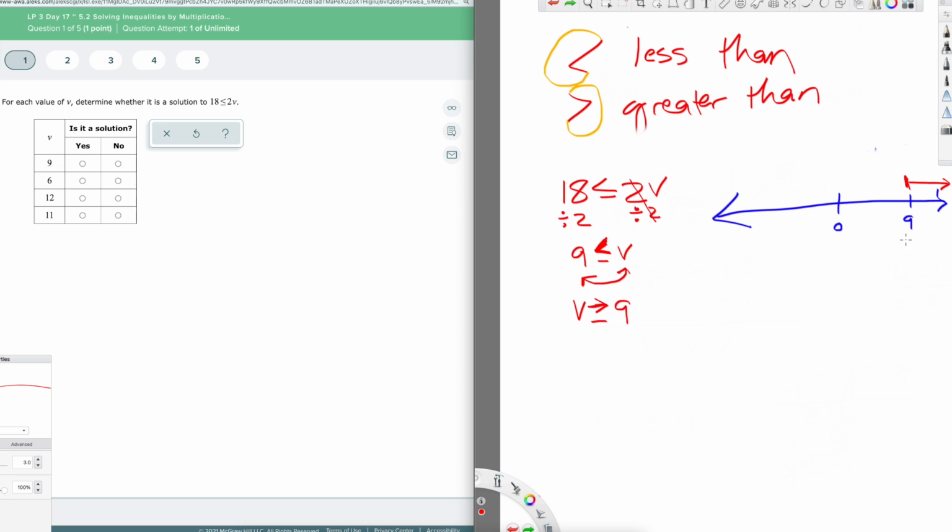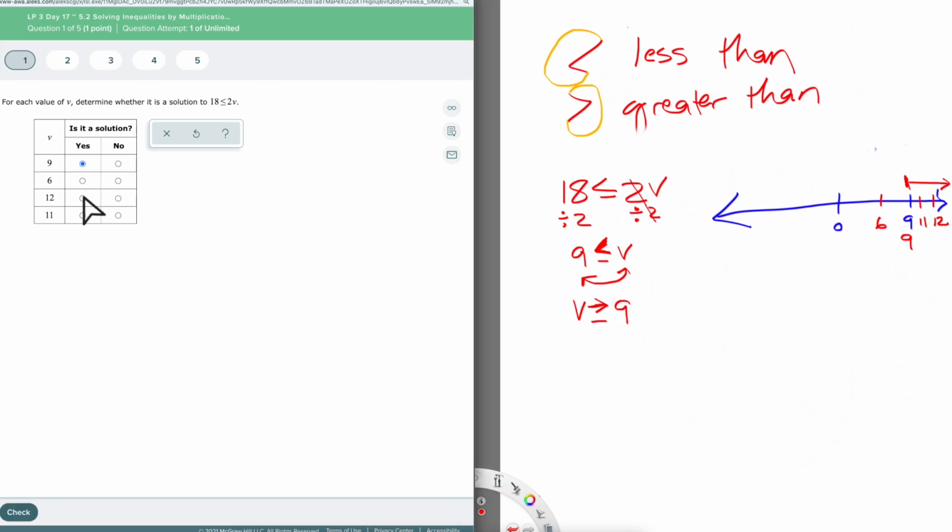So the first one is 9. Well, that's equal to 9, so that works. 6 would be somewhere maybe right here. Well, that's not within the range. That's before it. 12, that would be somewhere maybe right here. And 11 would be right before that, like here. I know that's not perfectly spaced, but it's the idea that it goes after 9 but before 12. So 9, 11, and 12 do work for the solution, but 6 does not. So we just click no for 6.